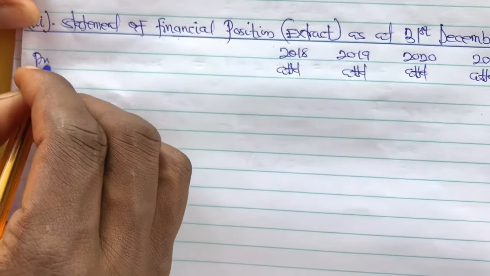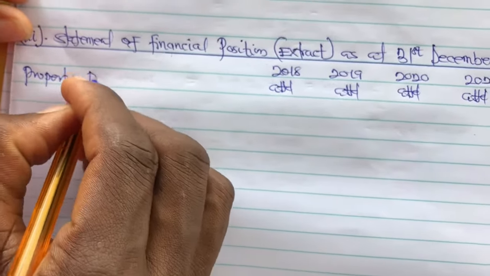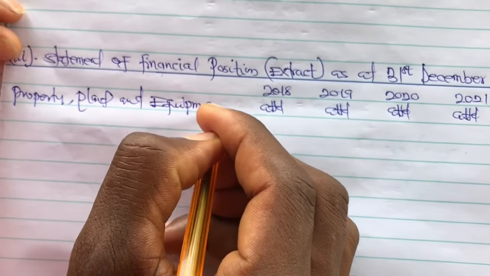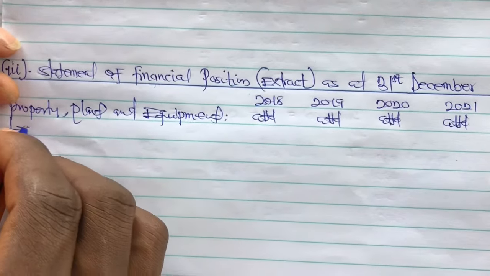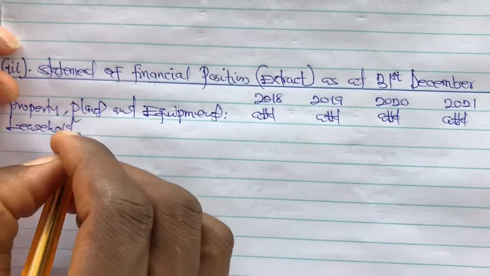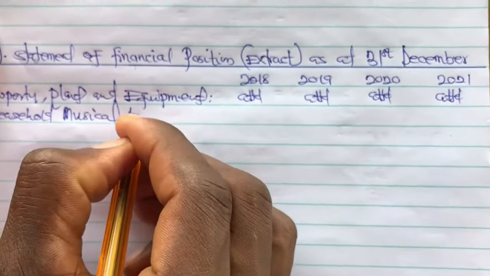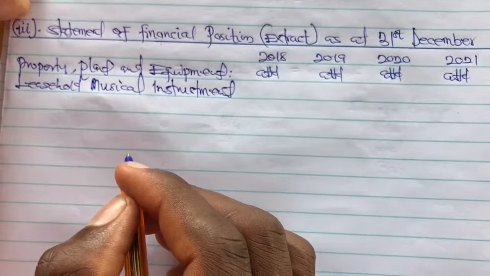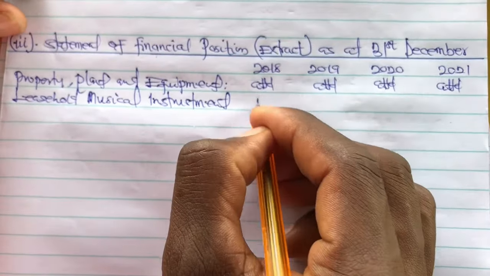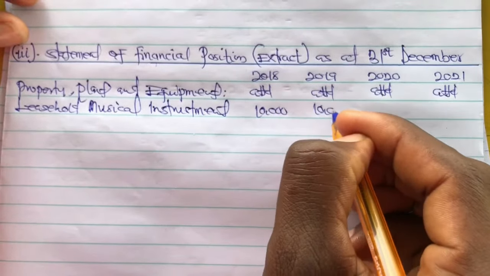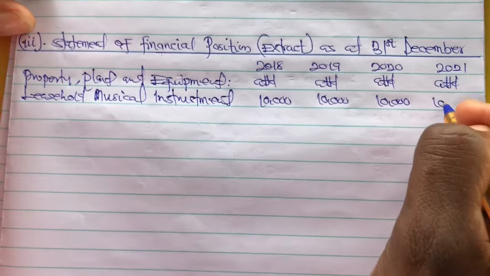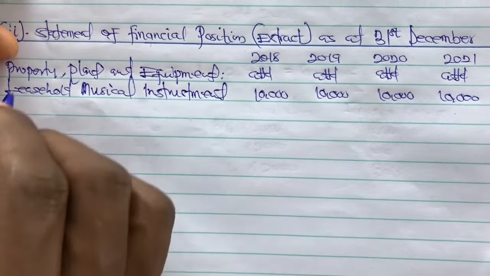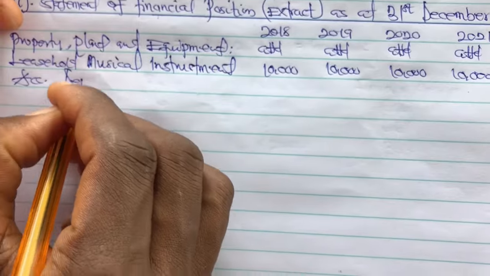So property, plant, and equipment, that is leasehold musical instruments. But remember that the cost of this asset was 10,000, that is the cost price: 10,000, 10,000, 10,000. Is that clear? Then we are going to consider the accumulated depreciation.